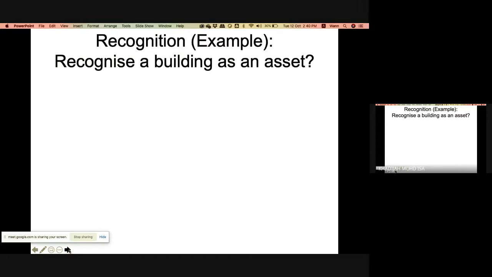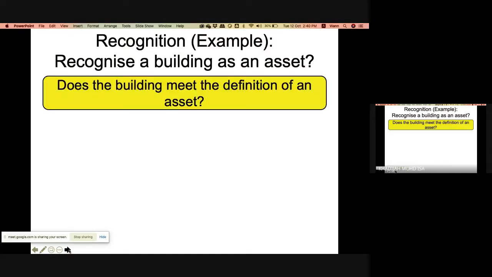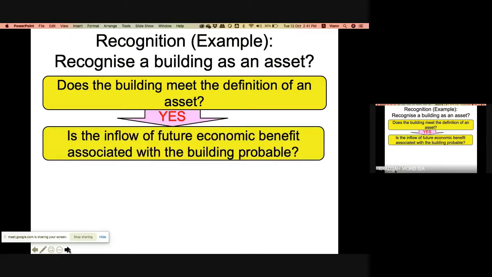How to recognize a building? Does the building meet the definition of an asset? The asset is anything that is a resource that gives benefit to the company. If yes, is the inflow of future economic benefit associated with the building probable? Yeah, the probability that you generate an inflow of economic benefit.